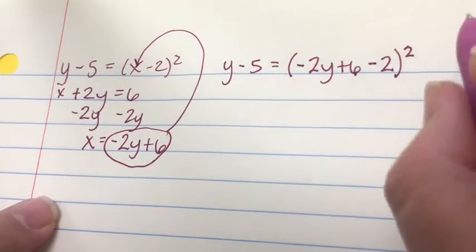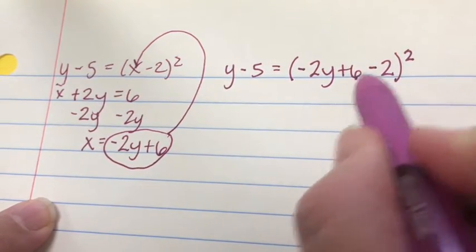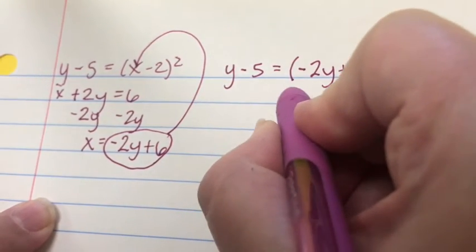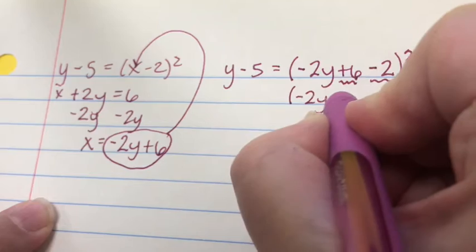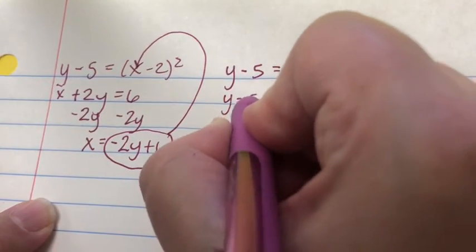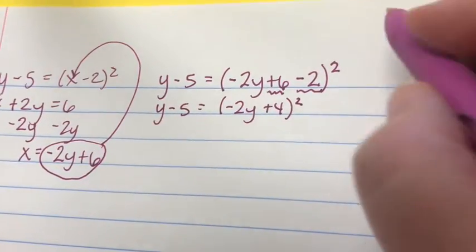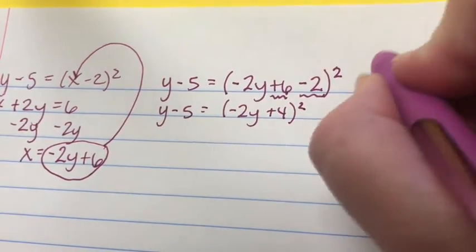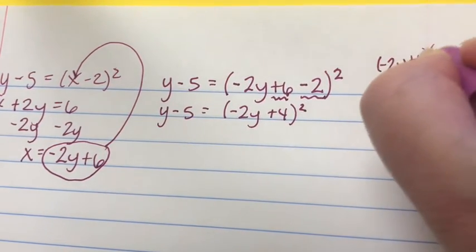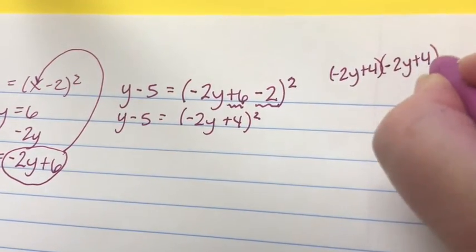And then, according to PEMDAS, I can see that inside the parentheses, I need to simplify things. So 6 minus 2 is 4. So it would be negative 2y plus 4 squared. To square something, that means I times it by itself. So I'm going to come over here and just do a little side note. Negative 2y plus 4 times negative 2y plus 4, because I am timesing it by itself.